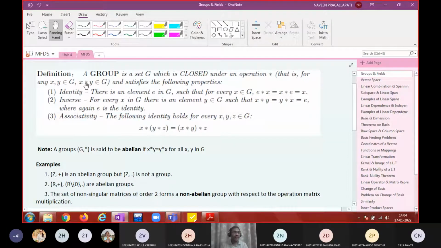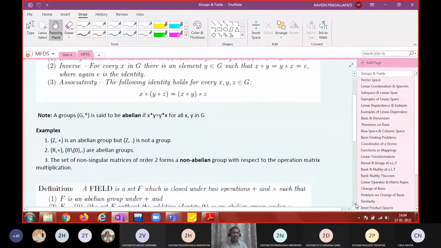Okay, so if this operation is a binary operation and the identity element exists, inverse exists, and the associativity property holds good, then the set G is said to be a group. This type of representation is called an algebraic structure, and this algebraic structure will be called a group, and that group will be abelian whenever x star y equal to y star x for all x and y in the group.